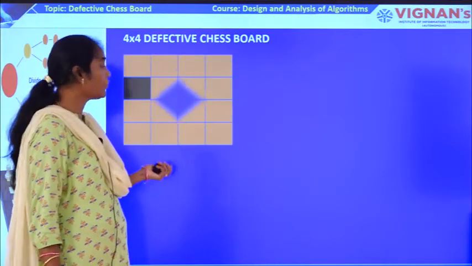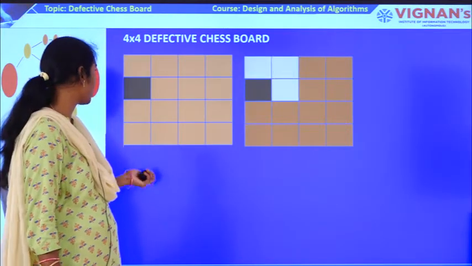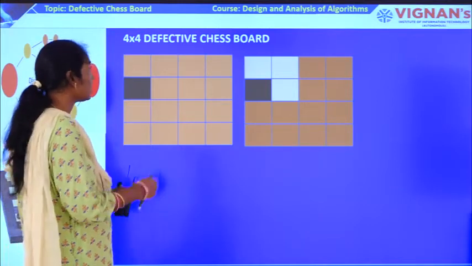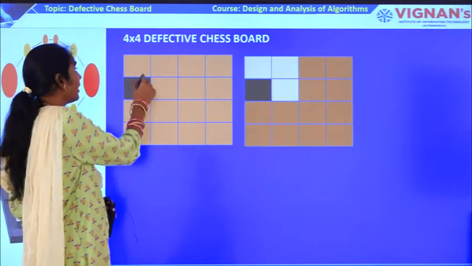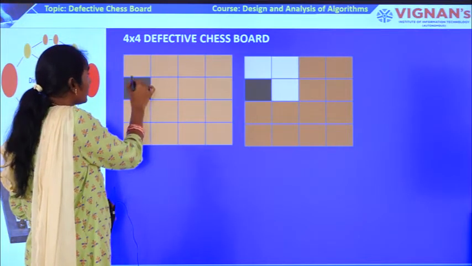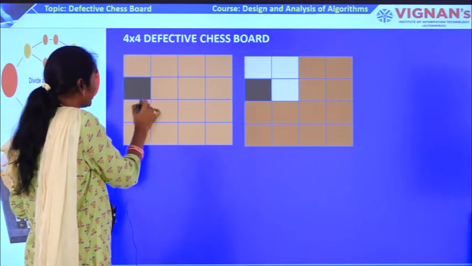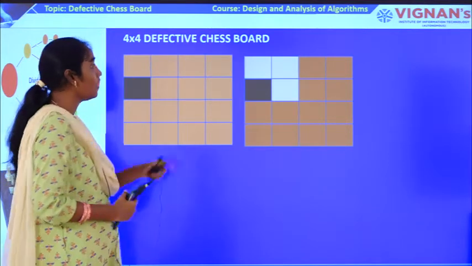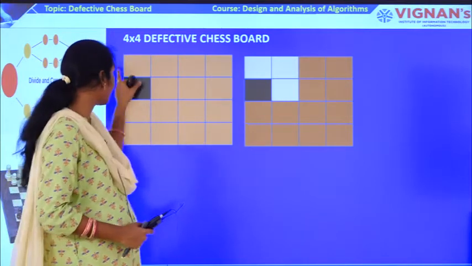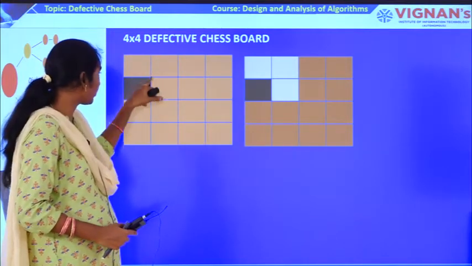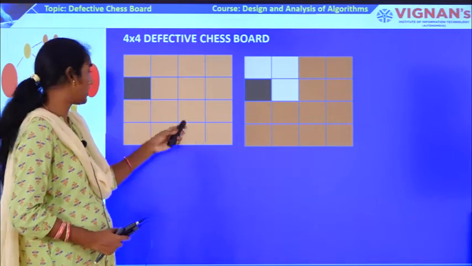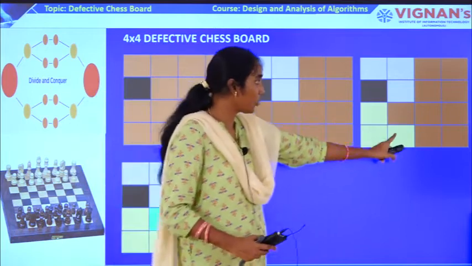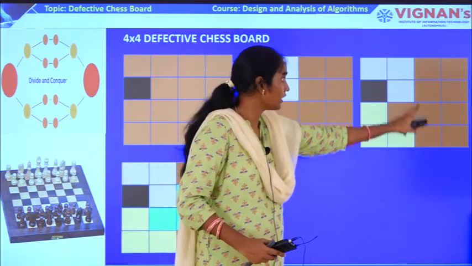Now, coming to 4 by 4, let us take a 4 by 4 chessboard. Let us consider that I have the defective square here. Initially I need to trace it out by making trominoes. It can cover this tromino, this tromino or this tromino. In this example I have taken this tromino, which covers two edges of the defective square, and from there I take the next bottom one, then this one, and then this one.